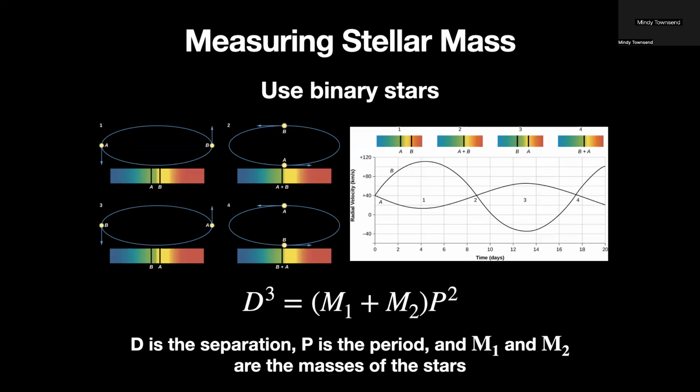We can measure a couple of these things. We can measure the speed from the Doppler shift in their spectra and the period from the radial velocity curve. If we have speed and period, we can tell the circumference of the orbit and hence the separation. And so once we have this information, we can tell the combined mass of the system. We can do that by this equation here, where D is the separation, P is the period, and M1 and M2 are the masses of the stars.